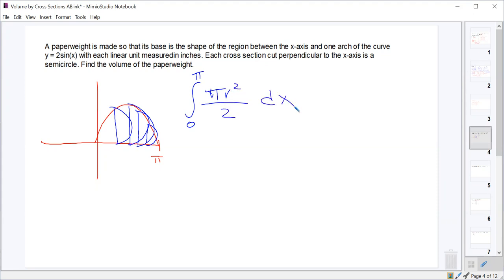And we already said we're doing it in terms of x, right? The thickness is dx. So we want to integrate from 0 to pi r squared over 2 dx. Can I integrate pi r squared over 2 dx? Nope, because r and x don't match up. I need to make the r in terms of x.